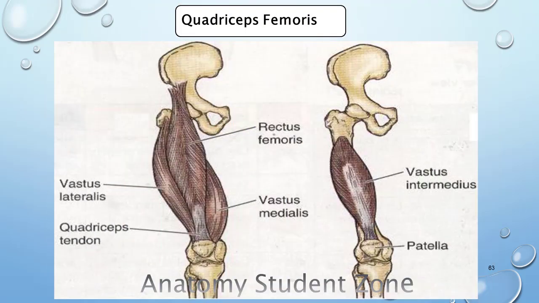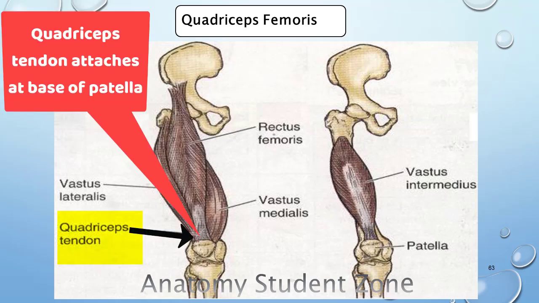So after taking origin from the above mentioned points that I have told you, the two heads are going to unite, and they are going to form the lamina of a quadriceps tendon. And this thick tendon inserts at the base of patella.